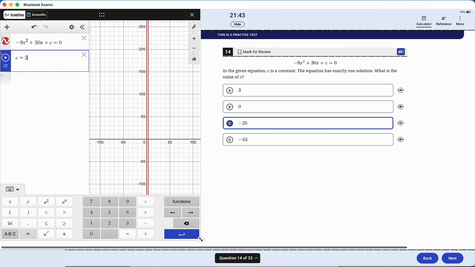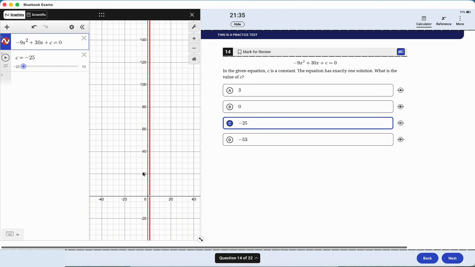I can then just try, right? Like if I tell it C is 3, see, there's 2 solutions. If I tell it C is 0, there's 2 solutions. If I tell it C is -25, I see 1 solution, right?